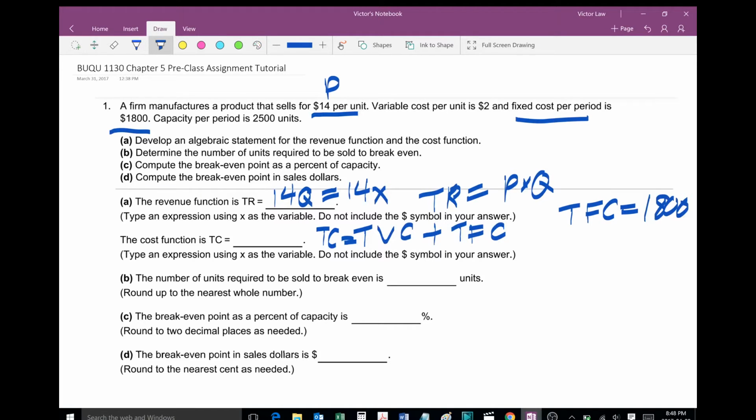As for the total variable cost, it is basically the variable cost per unit times quantity. In this case, we know that the variable cost per unit is $2, so it'll be 2Q. Okay, so when we add the total cost up, what we have is 2X plus 1,800.